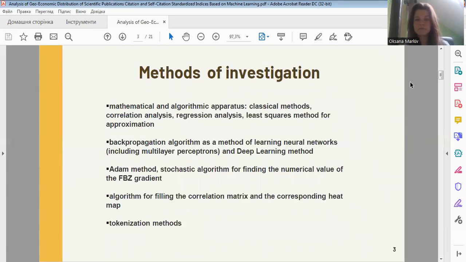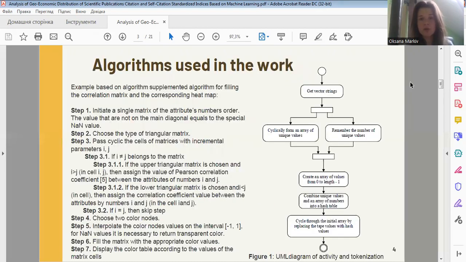So move on. Slide number 3 shows the methods of our investigation. Studying of such relationships between numerical characteristics of author requires certain maths and algorithmic apparatus, backpropagation algorithm, and it is highlighted that some algorithms for generating the required type of data, their visualization and tokenization have been supplemented for filling the correlation matrix, as shown at slide number 4.